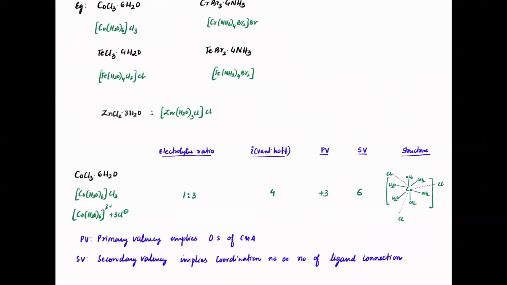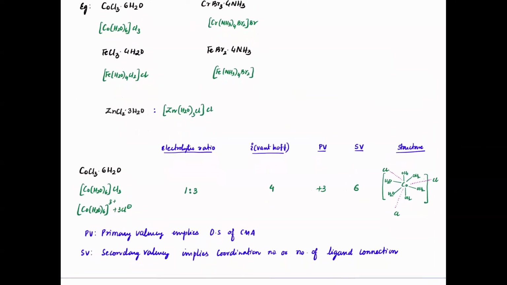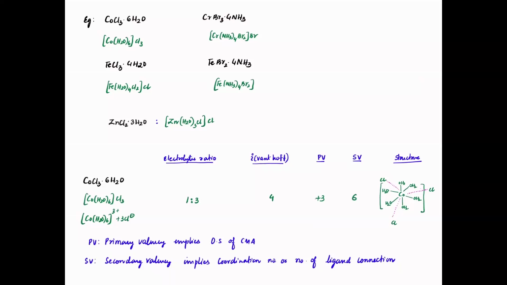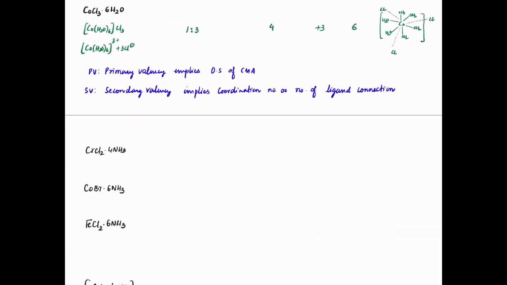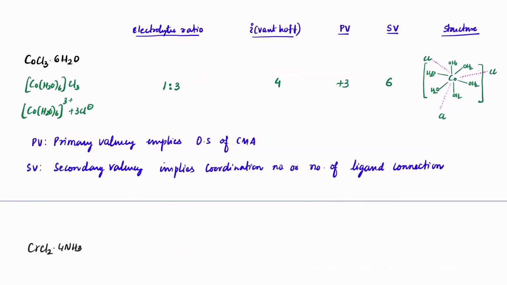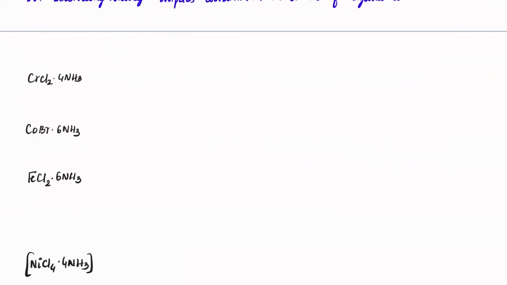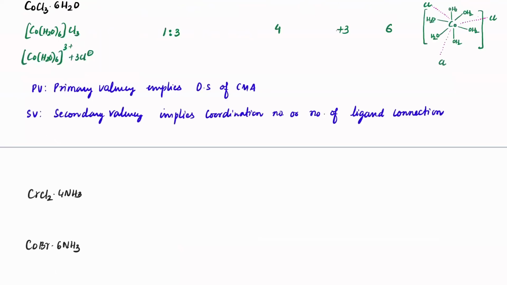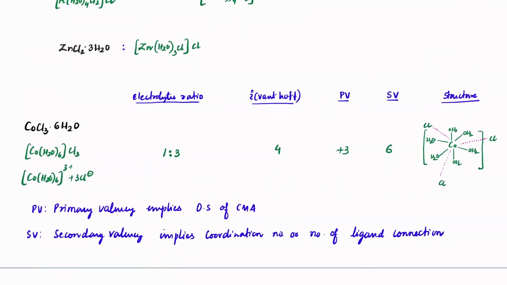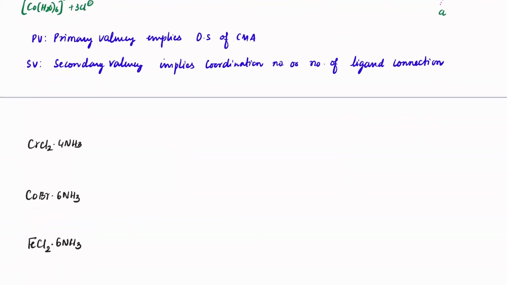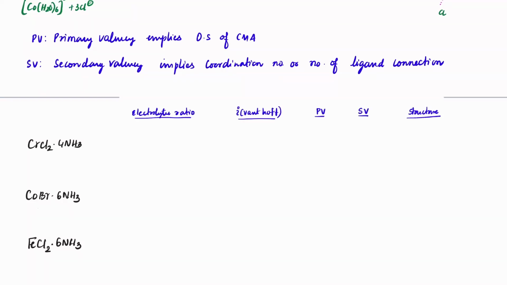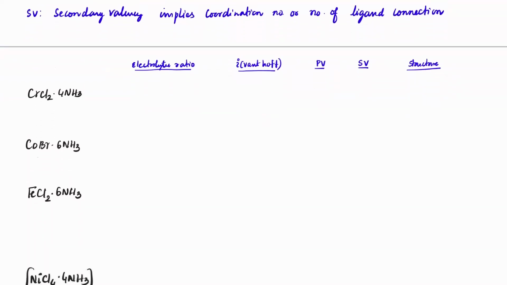Please do notice, everybody, Werner's theory and how to represent the structure. PV here represents primary valency, SV represents secondary valency. Primary valency is the oxidation state of the central metal atom. Secondary valency represents the coordination number of the ligand connections. Next, if a complex is given like this, I need to figure out its electrolytic ratio, Van 't Hoff factor, PV, SV, and structure. So let's look one by one.